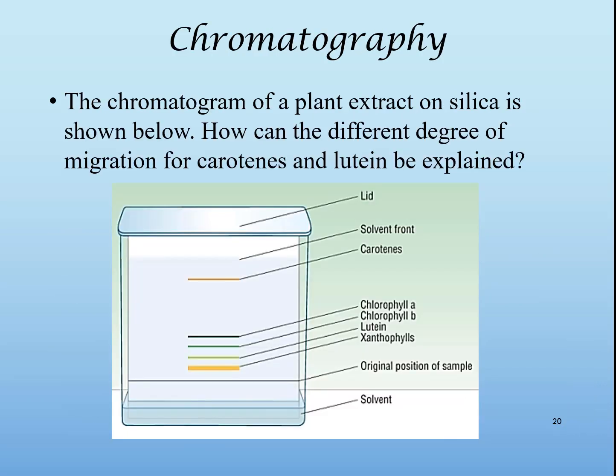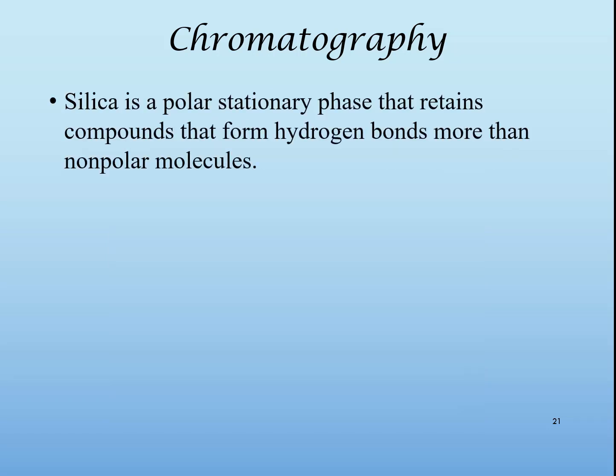The next example is chromatography. I don't want to discuss the entire chromatogram here. I just want to look at carotene and lutein, and it turns out that carotenes migrate much further up the TLC plate than lutein. How can we explain this? Usually we use silica as a stationary phase in these experiments, which is considered polar, which means it can form hydrogen bonds with polar molecules.